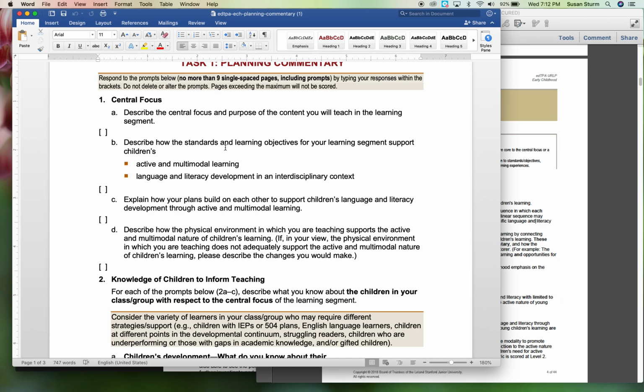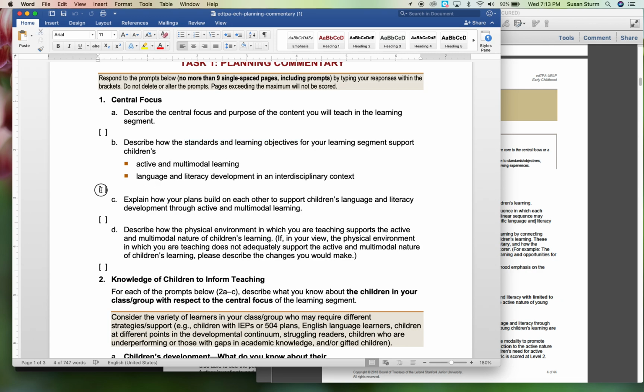Question B, describe how the standards and learning objectives for your segment support children's two different things: active and multimodal learning, language and literacy development in an interdisciplinary context. This is the hardest question in the entire commentary because it's multi-part and there's lots of different sub-parts that you need to address. This question needs to start with a clear statement of your standards and learning objectives.